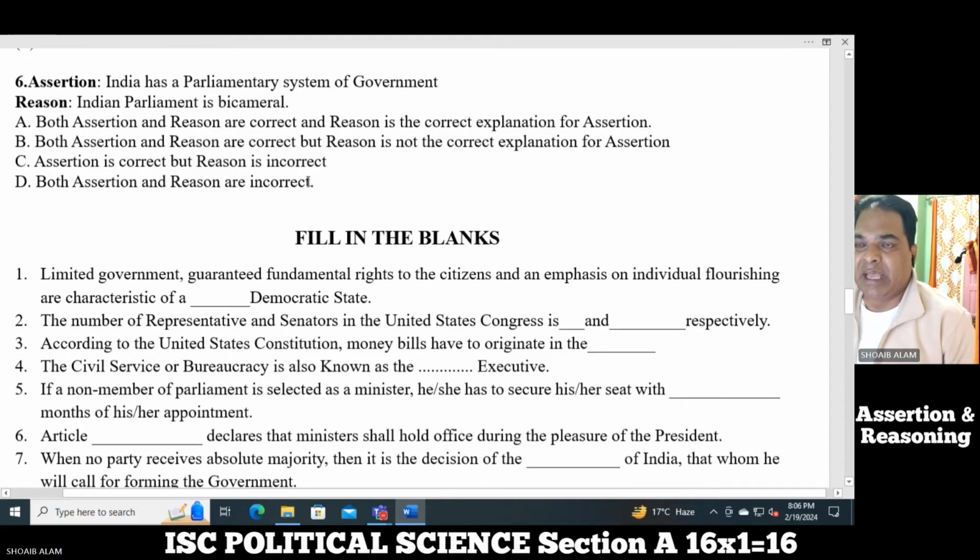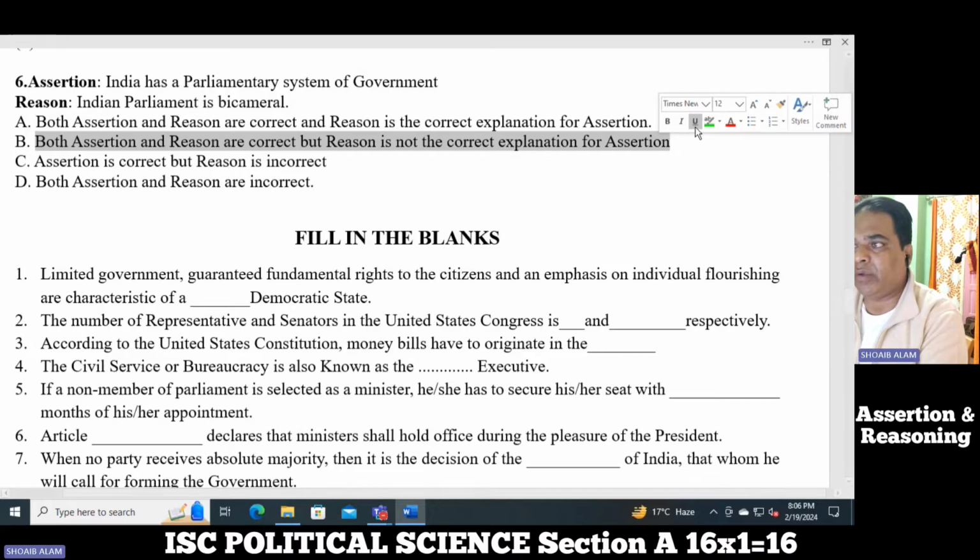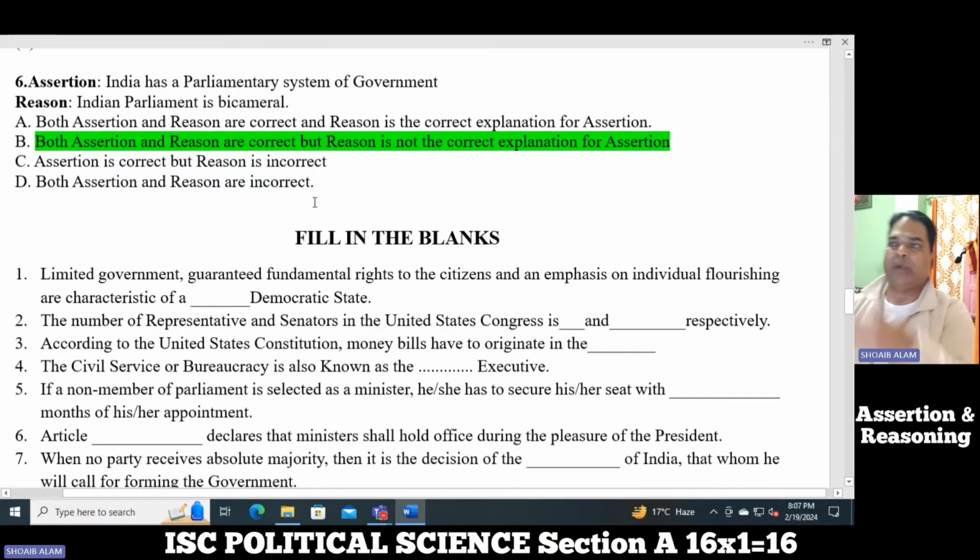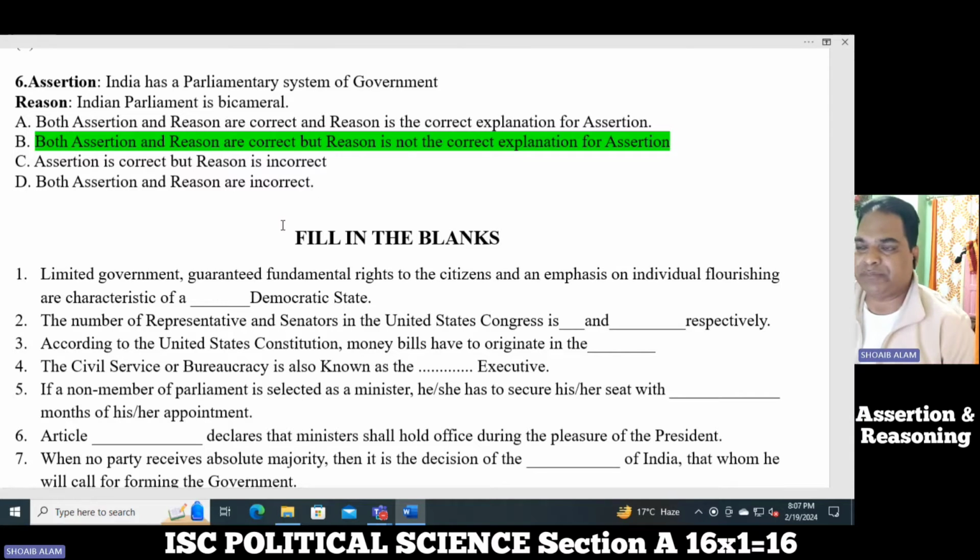Number 6, assertion. India has a parliamentary system of government. Reason: Indian parliament is bicameral. That is true, Indian parliament is bicameral. But it is not the reason why we have a parliamentary system of government. So we'll go with B. Both assertion and reasons are correct, but reason is not the explanation of the assertion. Both are correct because we have a parliamentary system of government as well as Indian parliament is bicameral.